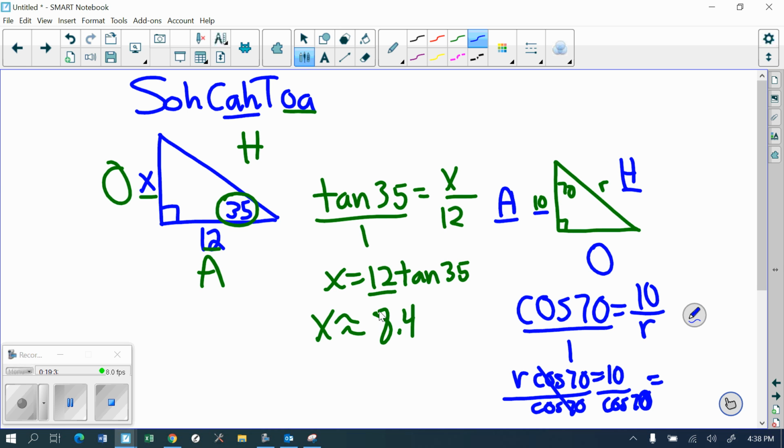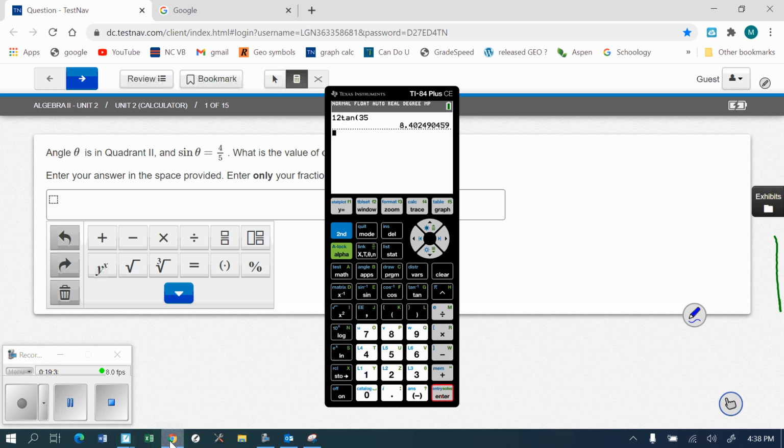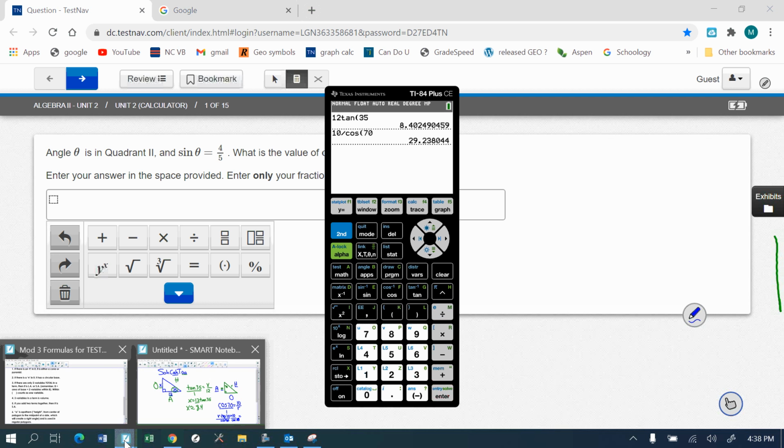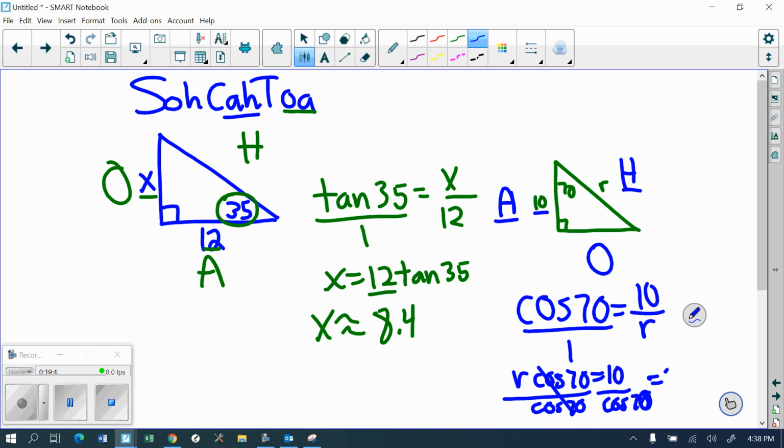So I go 10 divided by cosine 70. And I get 29.2. So there's the length of the hypotenuse, 29.2. Okay. And that's how you do that. So now that's finding side lengths. So when I'm doing side lengths, I'm just using the SOHCAHTOA. I'm not using the inverse yet.